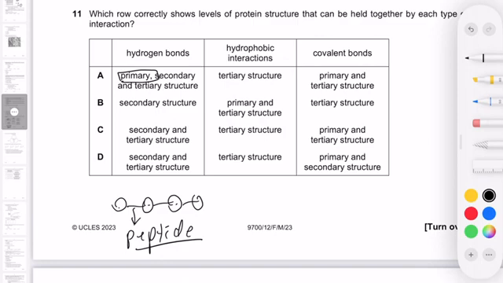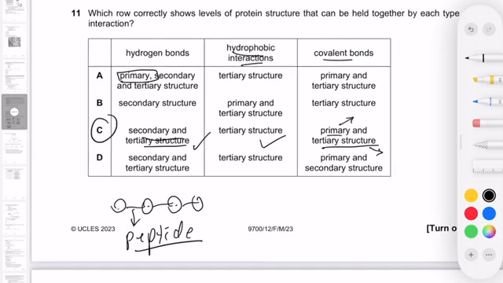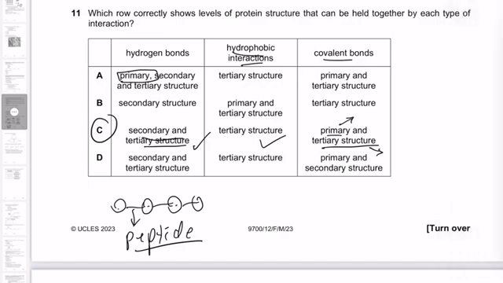Now, hydrogen bonds we can say secondary and tertiary. For hydrophobic interactions, tertiary structure. For covalent bonds, primary and tertiary. That is true because for primary, the covalent bond is the peptide bond. For tertiary, the covalent bond is the disulfide bond. These are also covalent bonds. However, hydrogen bonds and ionic bonds are not covalent, of course.